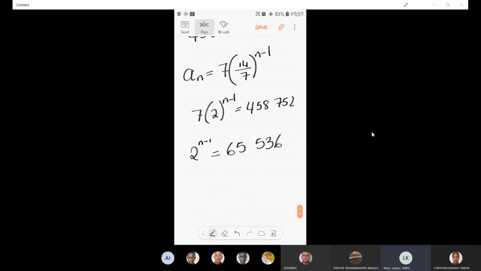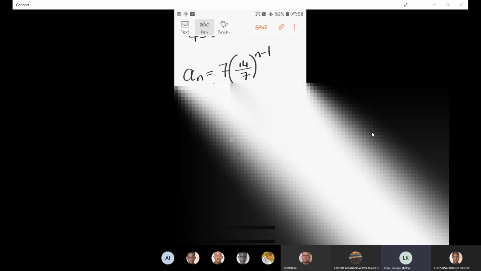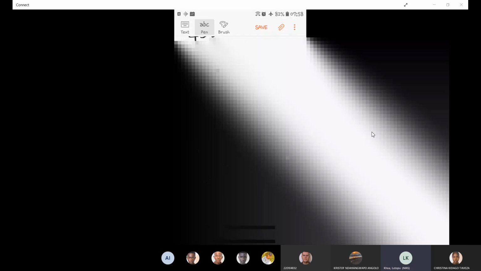Okay, so here you can take logarithms, you can take log base 2, or if you know what 2 to the power of what this is, you can rewrite it. So I know that this is 2 to the power of 16. Now with these questions, because you are told that the number is in the sequence, you can just do trial and error on your calculator.